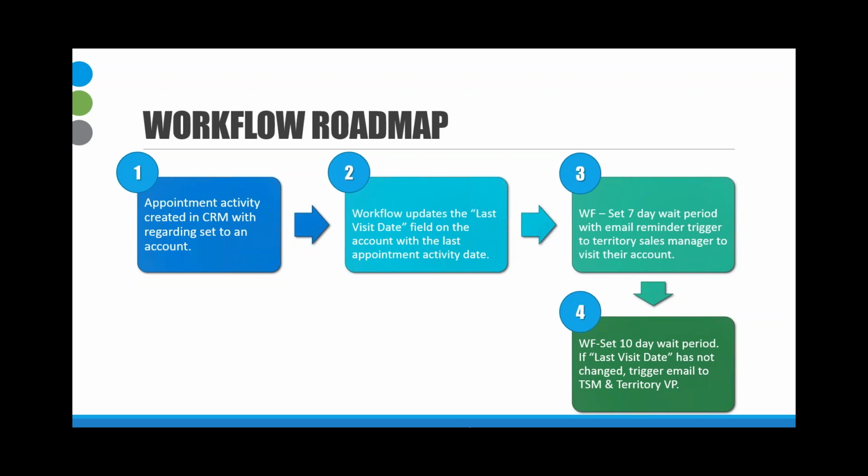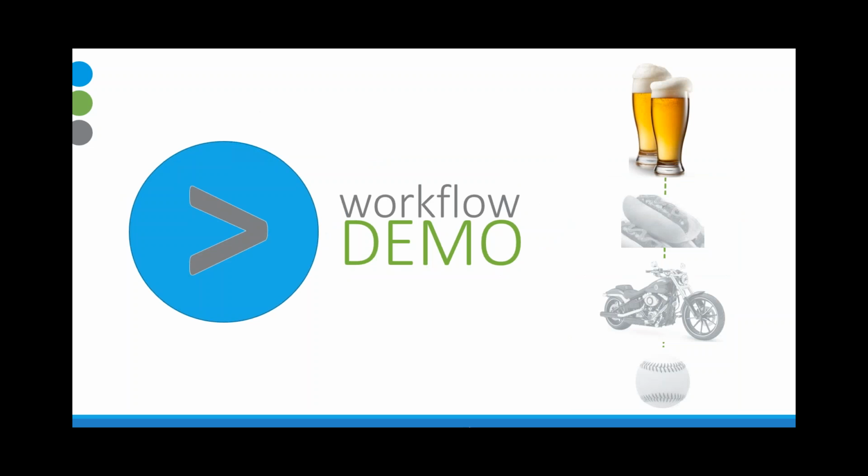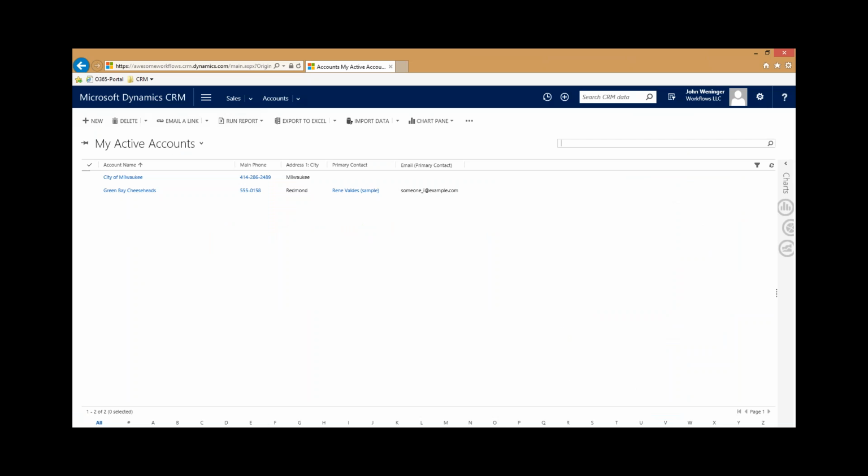Then after it sends out that email, it waits an additional 3 days, so really 10 days after that first visit, just to see if that visit date has changed in that time period, because these are important customers and they need to be kept up with promptly. And if the last visit date does not change within that time period, then another email goes out to the territory VP to alert them of what's going on. So I'm just going to switch screens over to our test CRM environment and walk through this first workflow.